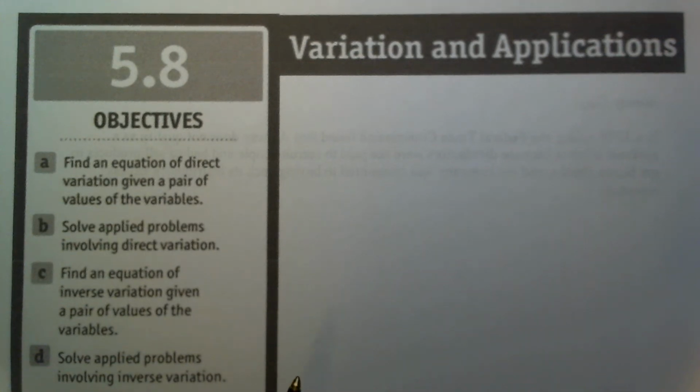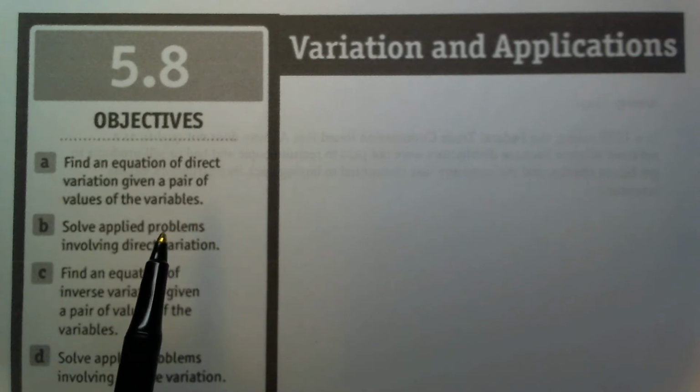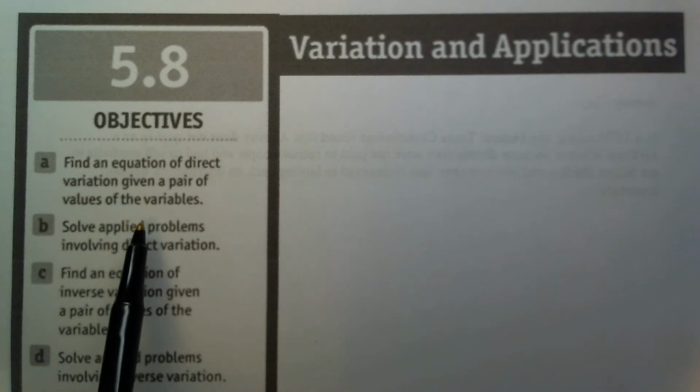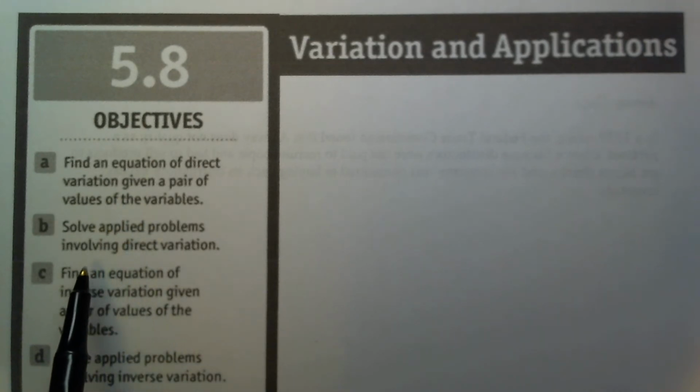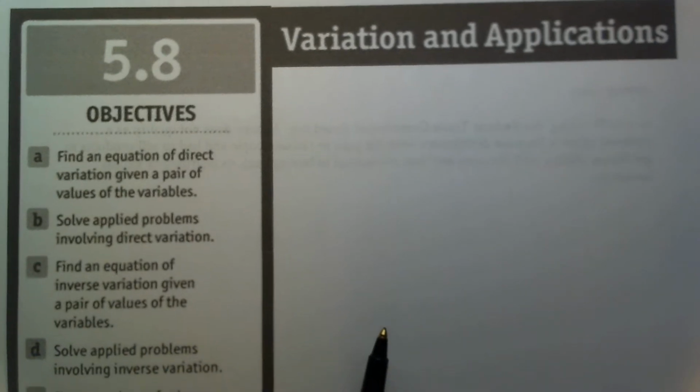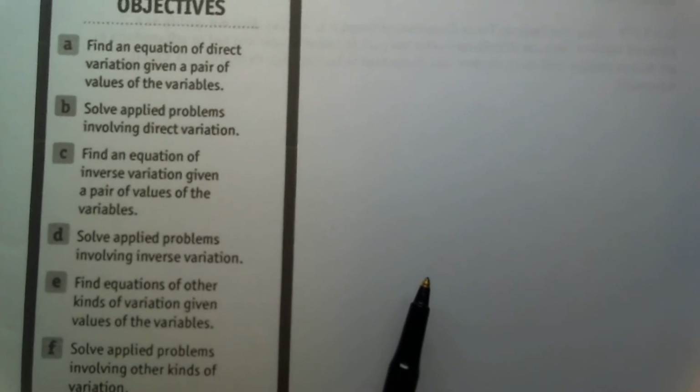Section 5.8 is on variation and applications, and there are 6 objectives. One would be to find an equation of direct variation given a pair of values of the variable, and then solve applied problems involving direct variation, and then finding an equation of inverse variation given a pair of values of the variables, and then again solving applied problems involving inverse variation. And then there are 2 more sections here to find equations of other kinds of variation given values of the variables, and then solving applied problems involving other kinds of variation.